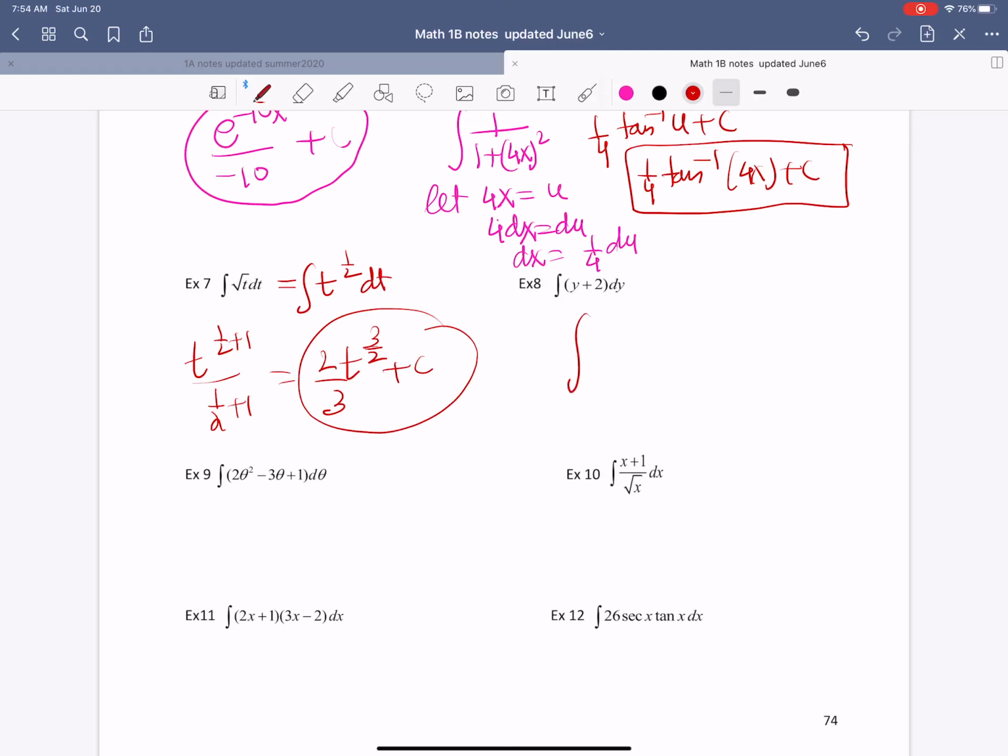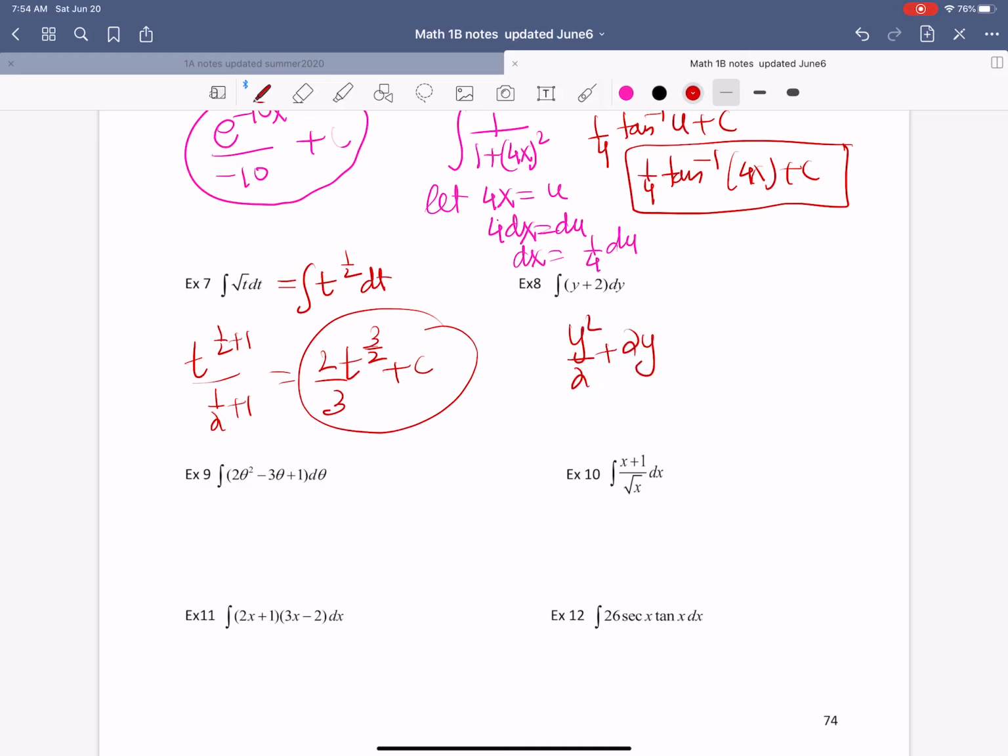Next one, we can just do the integral of pieces. So it turns out to be y squared over 2 plus 2y plus c. Okay, 2 theta squared would turn into 2 theta cubed over 3 plus theta plus c. So we just did the integral of pieces.